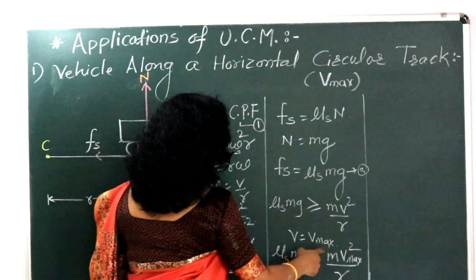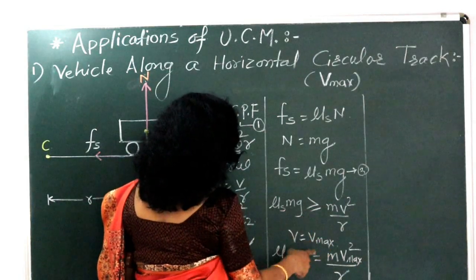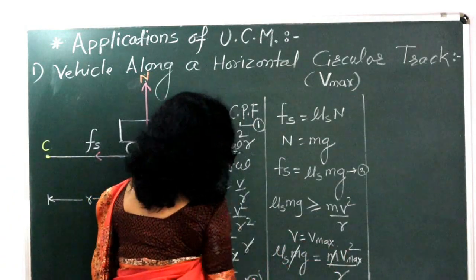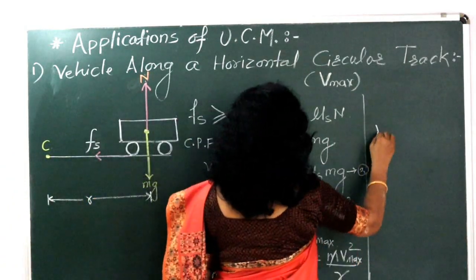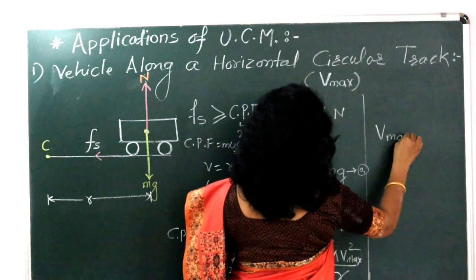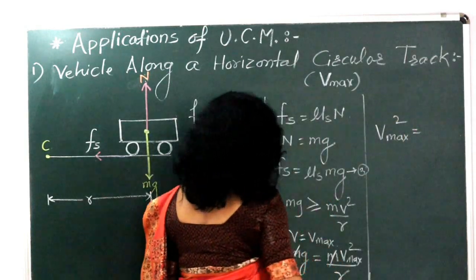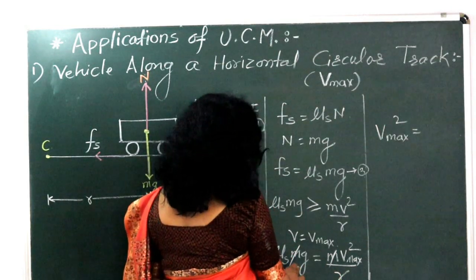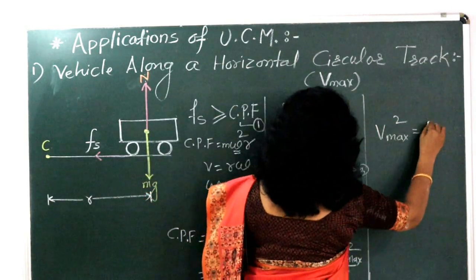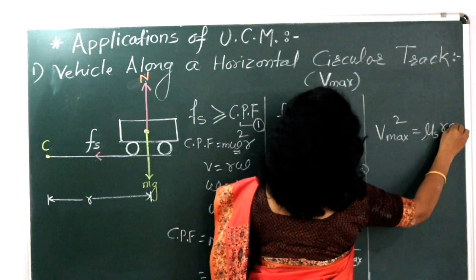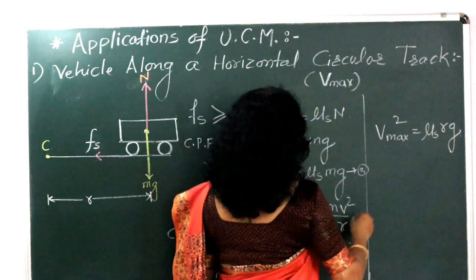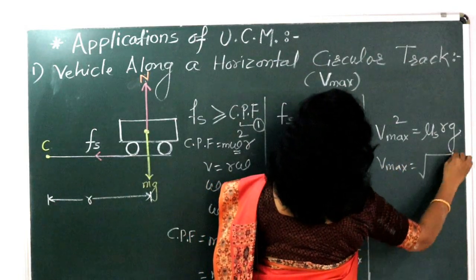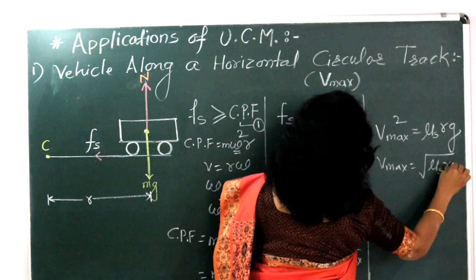Here we substitute the value of maxima, and that's why the mass gets cancelled, and therefore v max square, that is the square of the maximum speed, is equal to mu s into r into g. Take the square root on both sides, that is v max equals the square root of mu s into r into g.